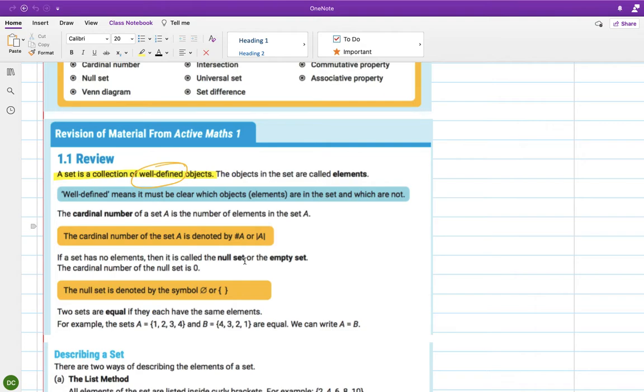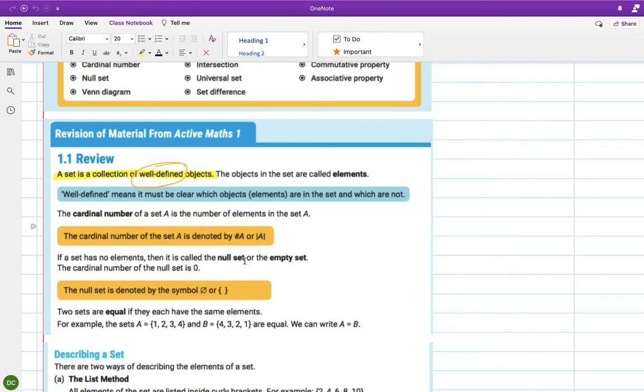If, however, I said to the same 40 people, write down the best 5 programs on Netflix at the moment, in your opinion, would I be guaranteed the same answer from all 40 people? No, okay, because it's based on opinion. So that would not be classed as a set because it's not well defined. Okay, so that's what well defined means.